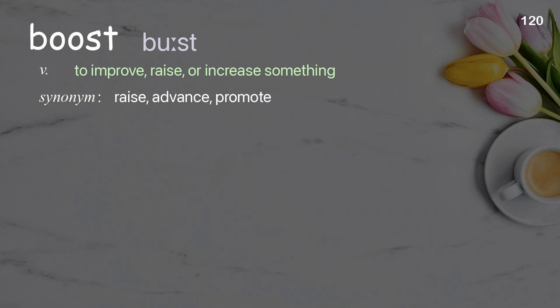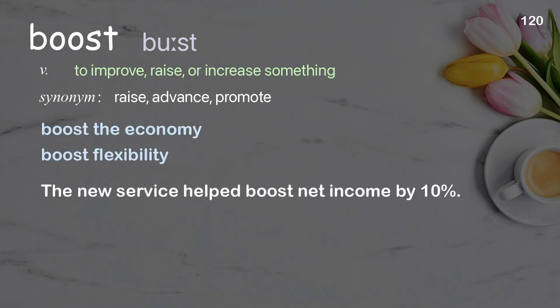Boost. To improve, raise, or increase something. Examples. Boost the economy. Boost flexibility. The new service helped boost net income by 10%.